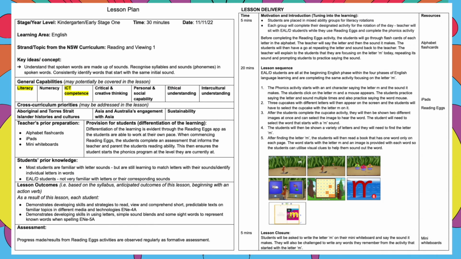This lesson plan has been designed for early stage 1 kindergarten students and explores the single letter M. The lesson focuses on reading and viewing 1 within the New South Wales K-10 English syllabus. The students will complete the Reading Eggs activity with the teacher within a literacy group rotation. They will begin by going through flashcards of each letter in the alphabet and will state the letter and then say the sound it makes. The student will then complete the Reading Eggs activity and explore the letter M.